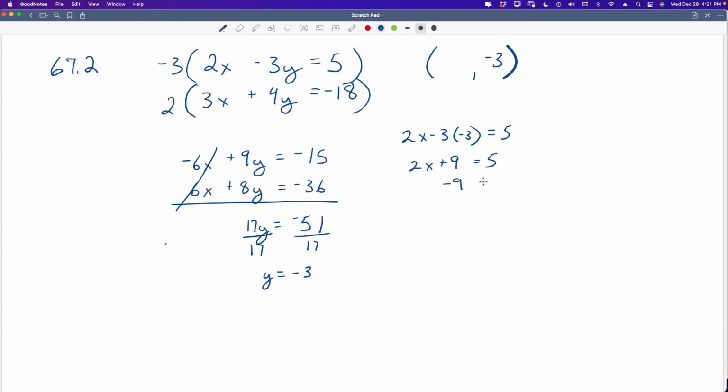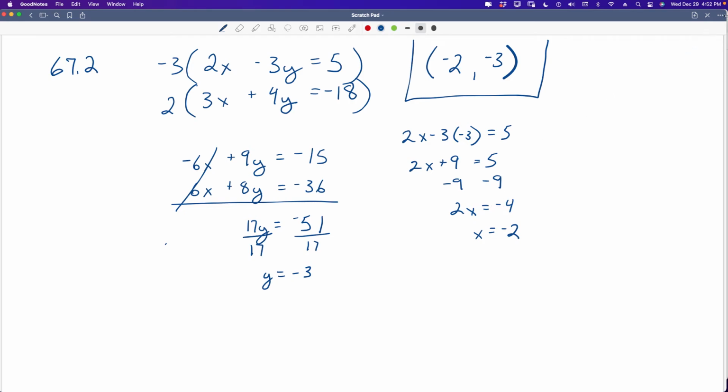When I subtract 9 from both sides, I get that 2x is equal to negative 4. X is equal to negative 2, because negative 4 divided by 2 leaves a negative 2. So negative 2 is my x value. So the solution for this problem is negative 2 for x, negative 3 for y.